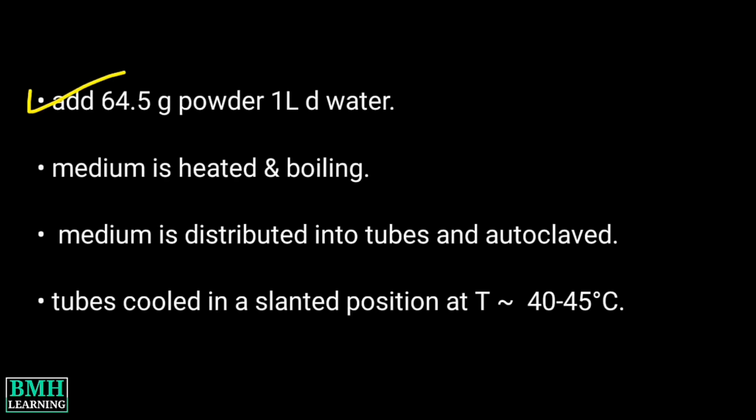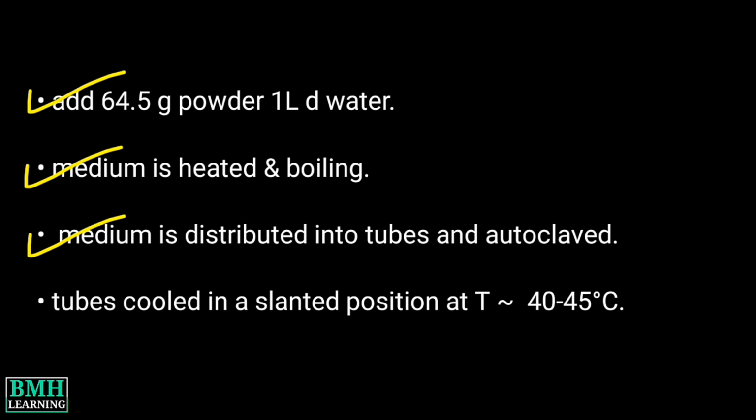Procedure: preparation of media. In a beaker, 64.5 grams of the dehydrated powder is added to 1 liter of deionized or distilled water. The medium is then heated up to boiling to dissolve the powder completely. The dissolved medium is then distributed into tubes and sterilized in an autoclave.